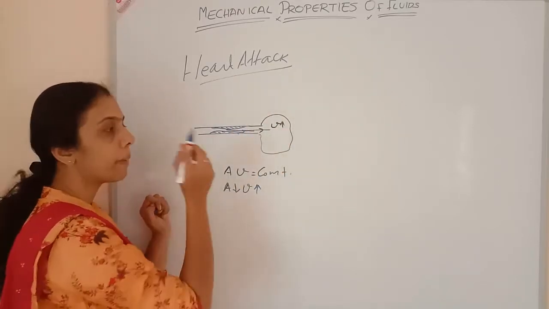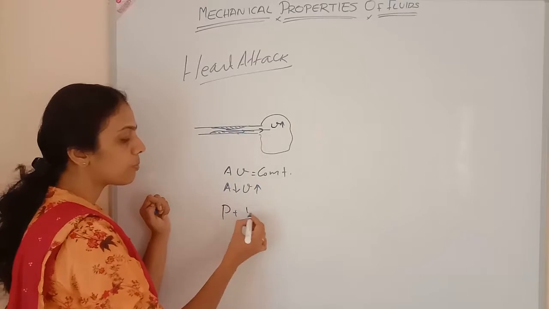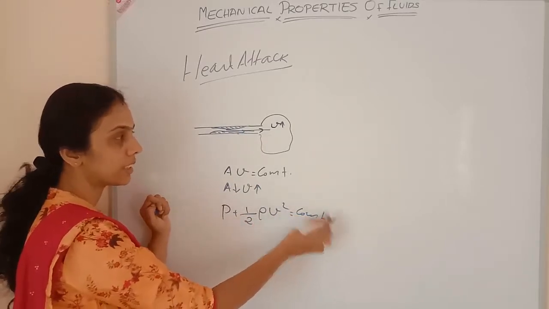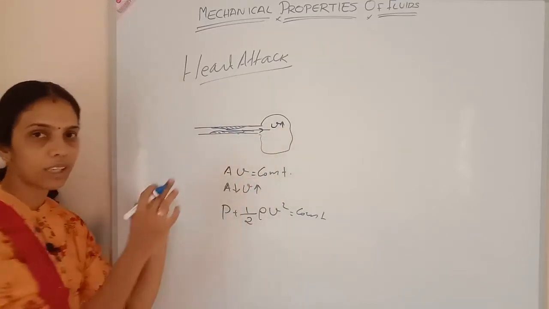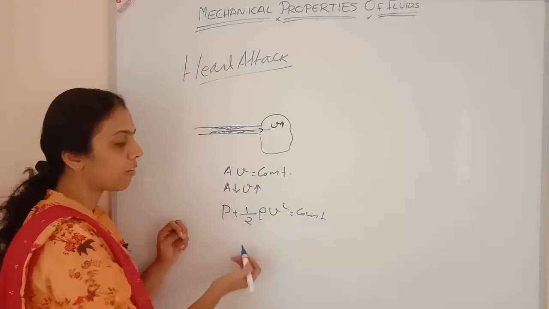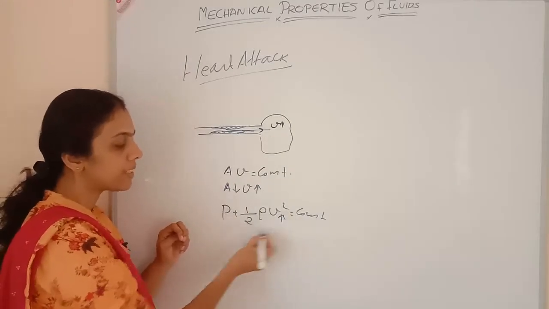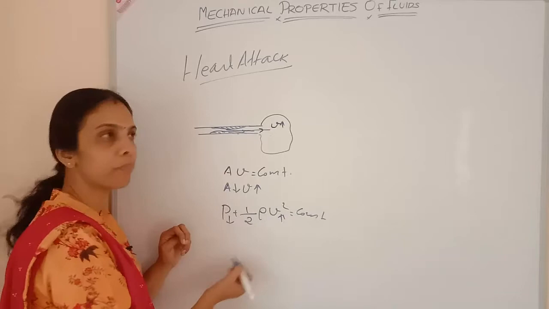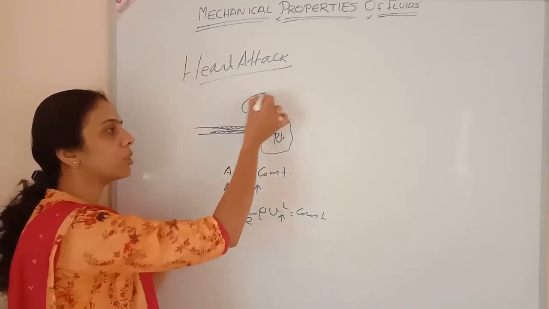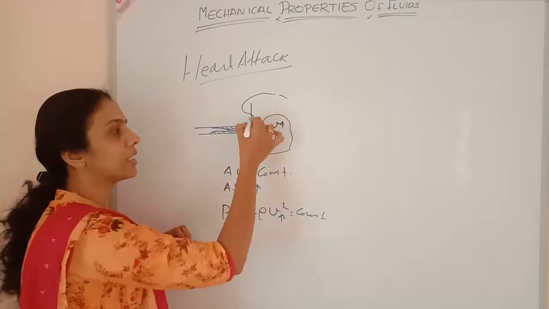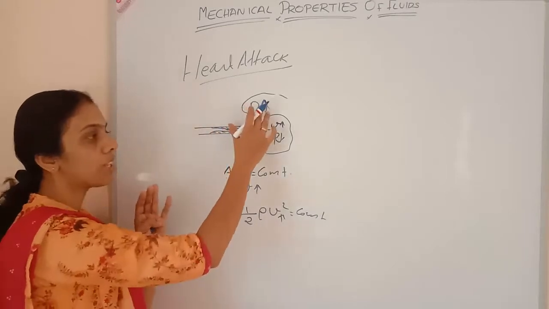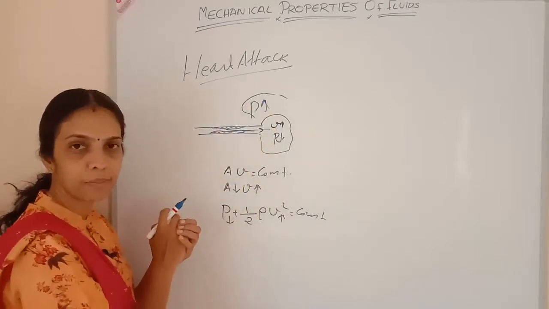While blood is flowing through this, velocity is more. But we know as per Bernoulli's principle, P plus half rho V square plus rho g h is a constant. We are not considering the height over here, so P plus half rho V square is constant. If V is increasing, what will happen to the pressure? Pressure will decrease. So what will happen to the outside pressure? Outside pressure is more.